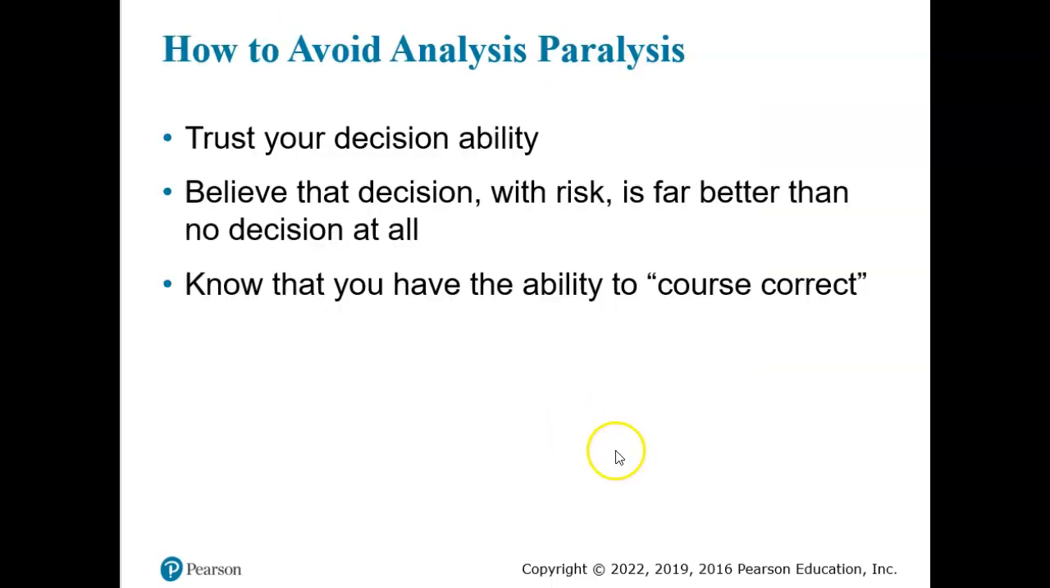So how do you avoid it? You have to trust your decision-making ability. A lot of times people don't, so you try to make up for it by getting more information. You have to believe that your decision with risk is far better than no decision at all. And that's almost always true in business.